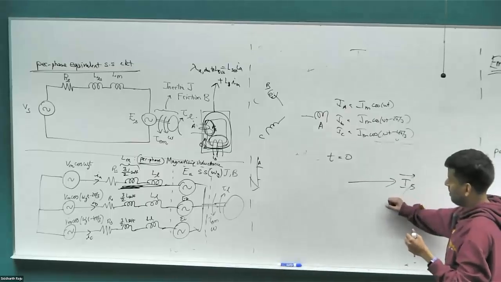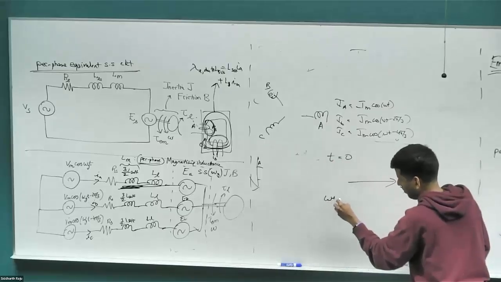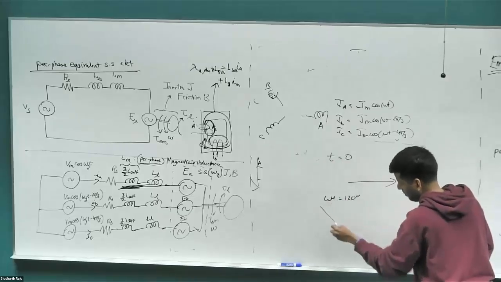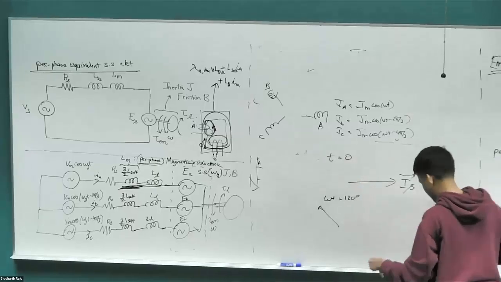At time t equal to 0 it is going to be here. At omega t equal to 120 degrees, it is going to be along the B phase. In between, it is going to be going from A phase to B phase. Right?